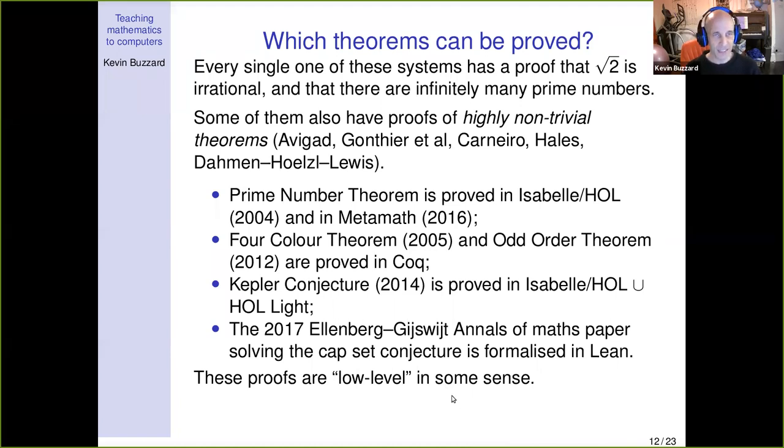The problem with these theorems and proofs is that these are very low level. These are about simple objects. The prime number theorem is a theorem about prime numbers. The odd order theorem is a theorem about finite groups. The Kepler conjecture is a conjecture about spheres, and the cap set conjecture is a theorem about finite sets. All of these proofs are about very simple objects, and most mathematicians working in my department work with extremely complex objects. We can do very long and difficult theorems about simple objects.